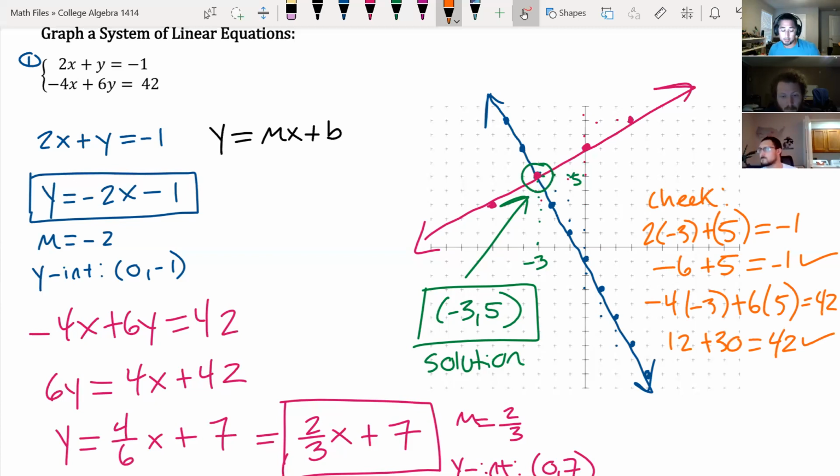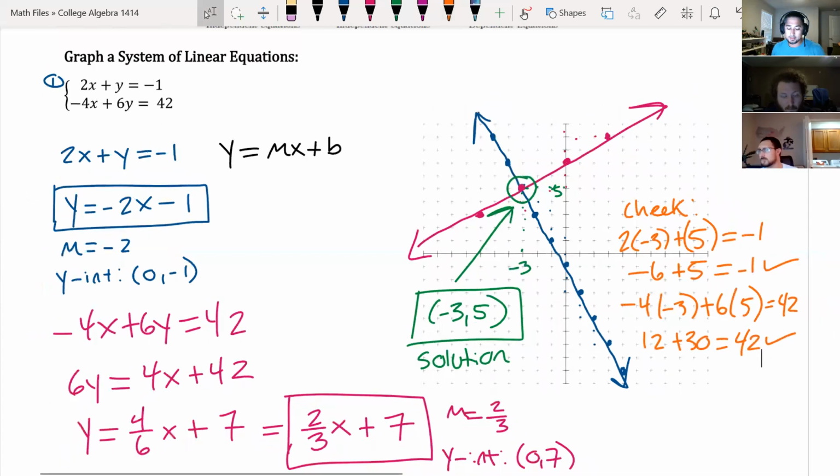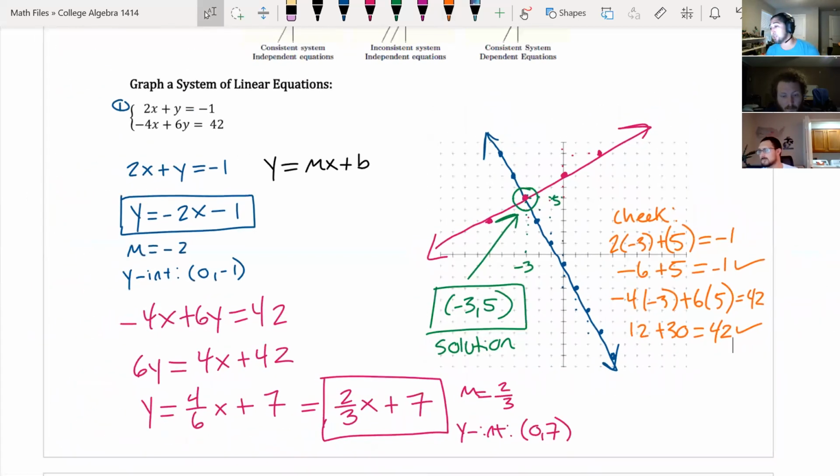Okay, excellent. So this is solving a system of 2 linear equations by graphing. Everybody good with that?